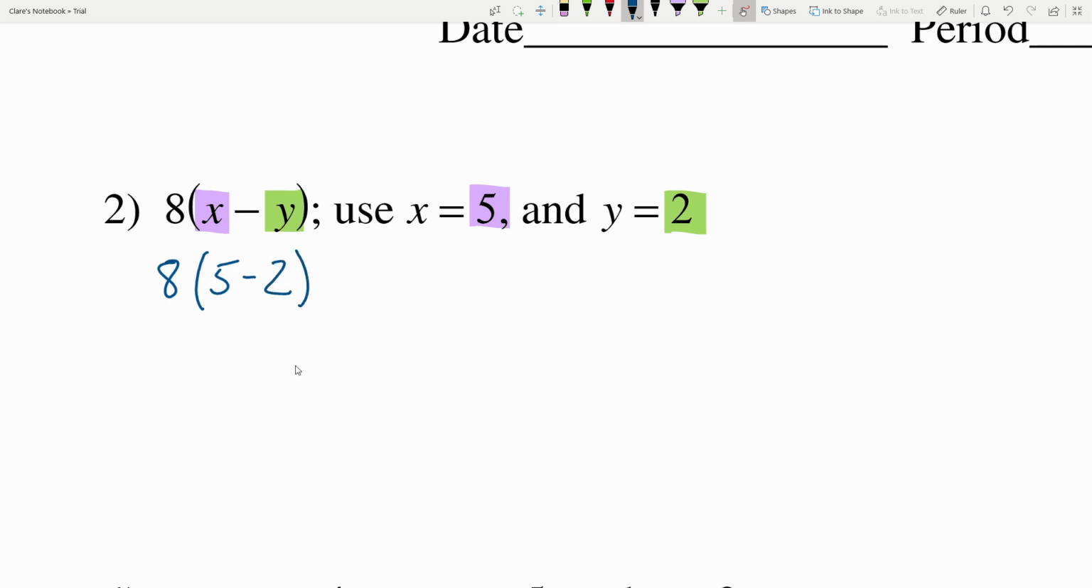2. So order of operations matters, parentheses, so I'll do that first. 5 minus 2 gives us 3, so I'll have 8 times 3. 8 times 3 is equal to 24. So 24 is my solution in number 2.